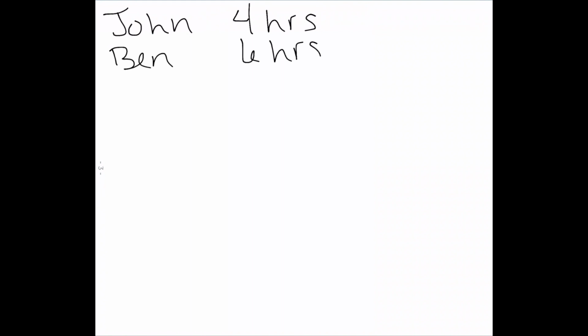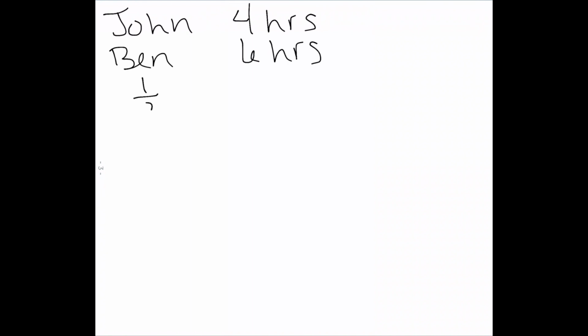Another common type of problem is the time it takes to do a job. So the idea of this is if it takes you 4 hours to perform a task, then in 1 hour you'll be a quarter of the way done. So it does assume equal work, that you work equally over the amount of time. So let's say it takes John 4 hours to paint a house. Ben works a little slower, and it takes him 6 hours. How long will it take them if they work together?